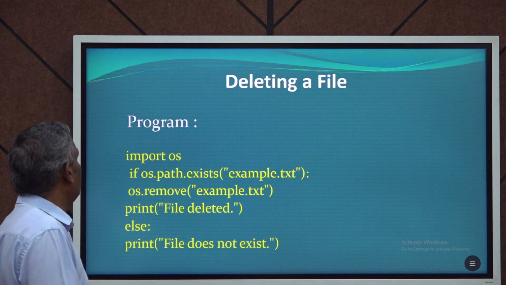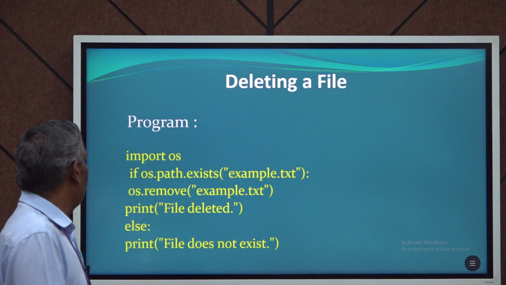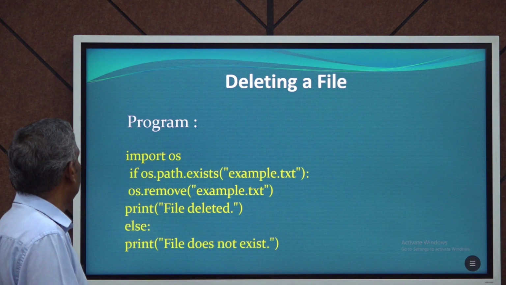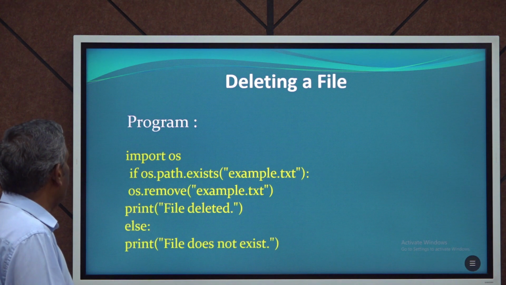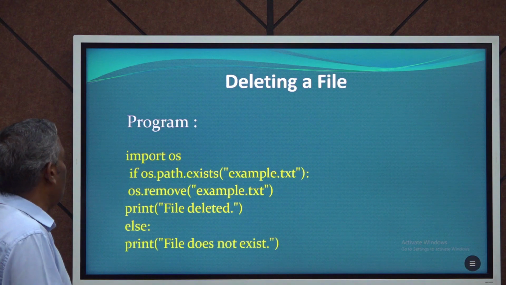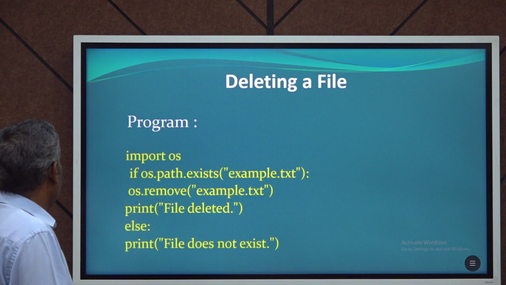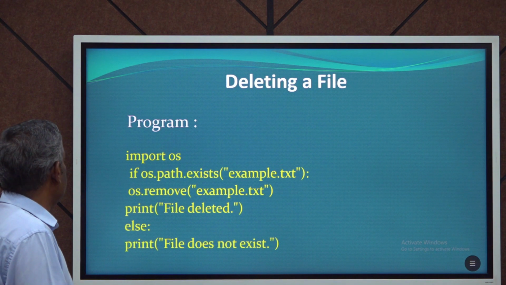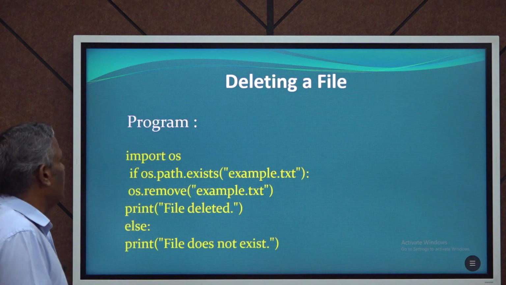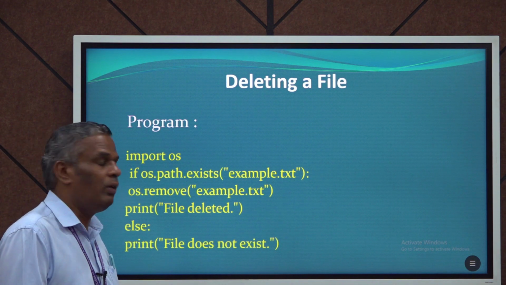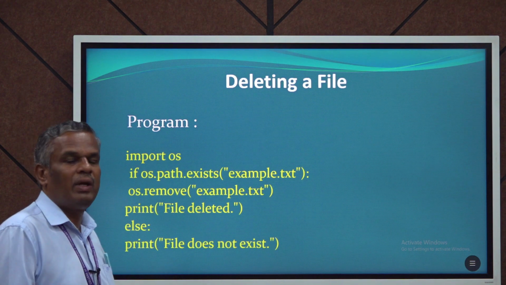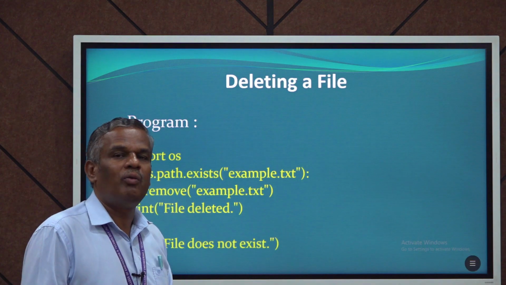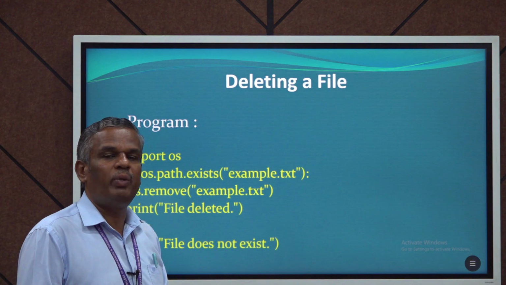Then deleting a file. We can delete a file with the help of os.remove. Here is the example: import os, if os.path.exists example.txt, where the file name is example.txt, os.remove example.txt means the file will be deleted. If example.txt is not available, it will say the file does not exist. So here we have discussed file position and file path in files in Python. Thank you.